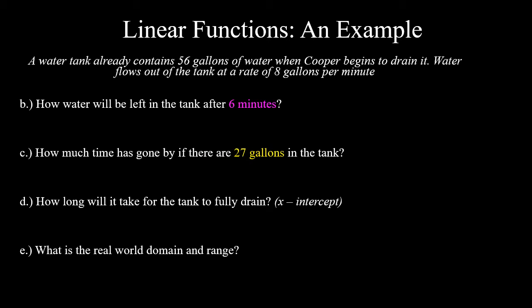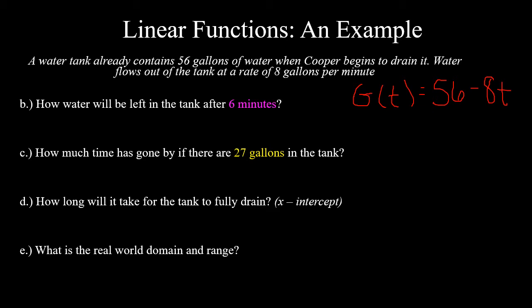Okay, guys, so now we're going to look at a few more questions to go along with this example, okay? And these are the same kinds of questions we saw when we did our chapter on linear functions. So this is the same problem from the previous slide, and we already were able to write a function for it. So we said g of t equals 56, we start with 56 gallons, and we're losing 8 gallons every minute, okay? So g of t equals 56 minus 8t.